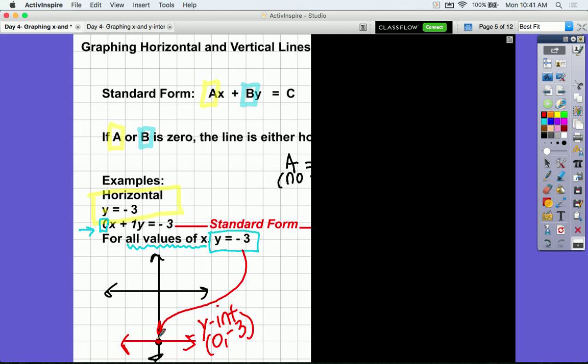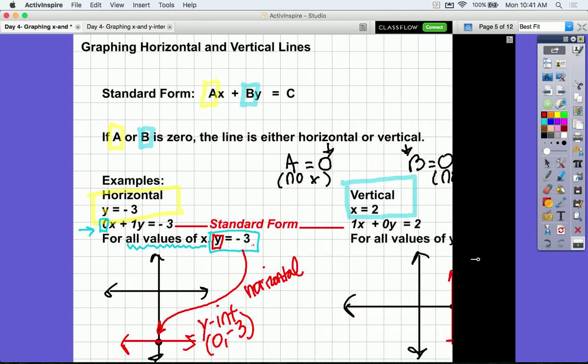My brain just goes, oh yeah, I know that this is a horizontal line. I'm just going to make a horizontal line going across. So we plot our y-intercept and we make a horizontal line, okay? So the key to look for is y equals, notice there's no x in the equation, all right?